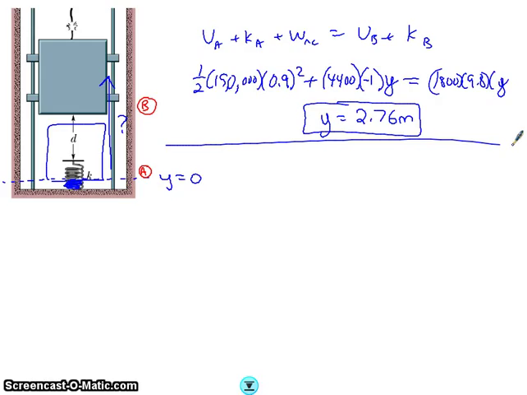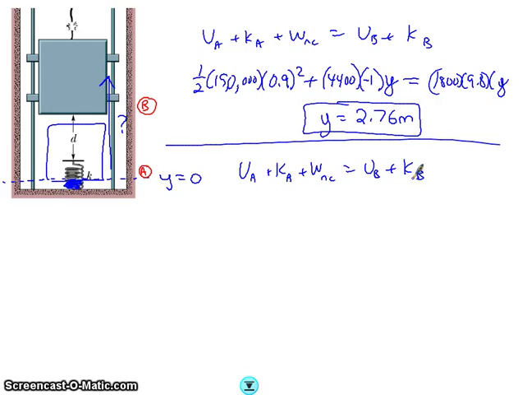All right, finally, in D, it asks us, what is the total distance that this thing is going to travel? It goes down and goes up, and it goes down and it goes up. What's the total distance? So I'm going to, once again, do U at A plus K at A plus W and C equals U at B plus K at B to answer that question. Here, A is going to be way back to the very, very beginning of the problem. When it started from rest, 3.7 meters above the spring.